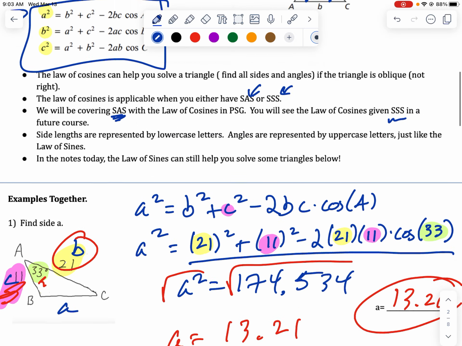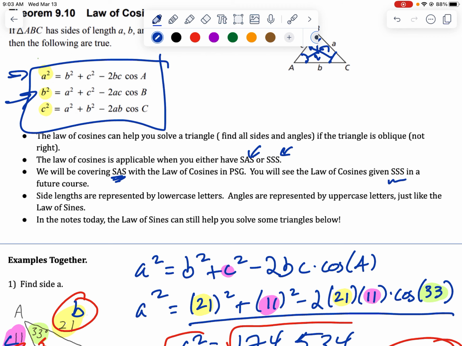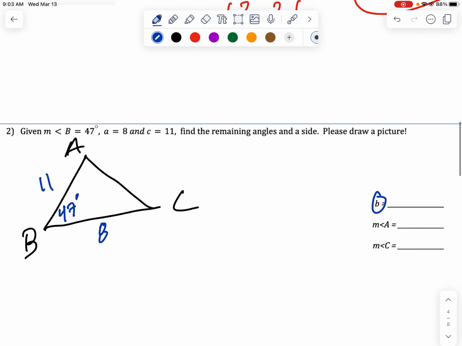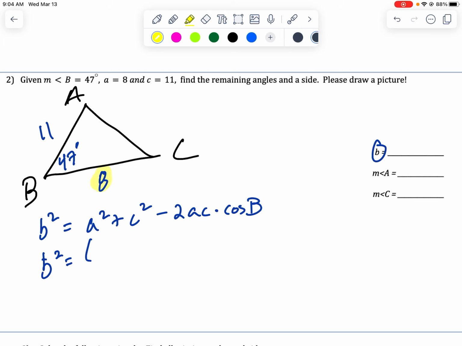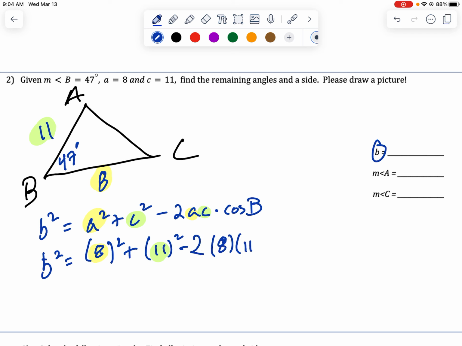So that means I'll use the second one: B squared equals A squared plus C squared minus 2AC times the cosine of B. Here we go. I'm going to write down the original. You don't have to, but if you want to. So B squared equals A, which is 8, plus C, which is 11, minus 2 times 8 times 11 times the cosine of angle B, which is 47.